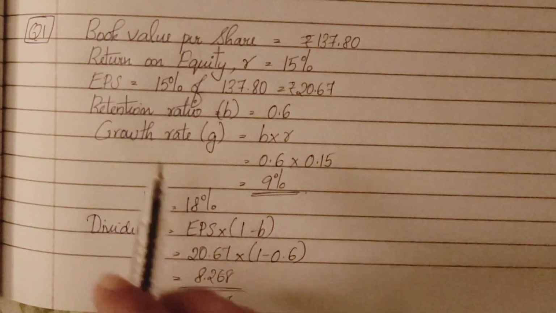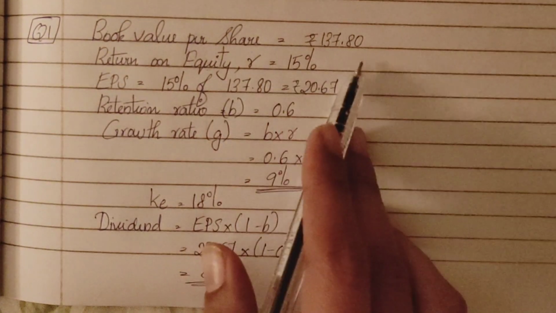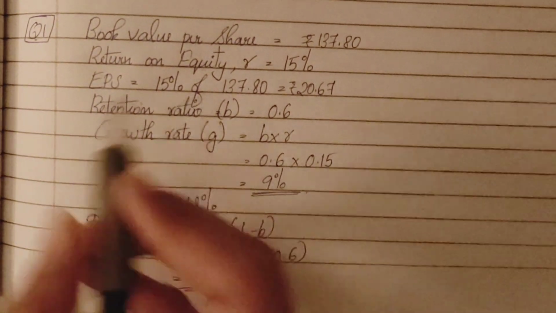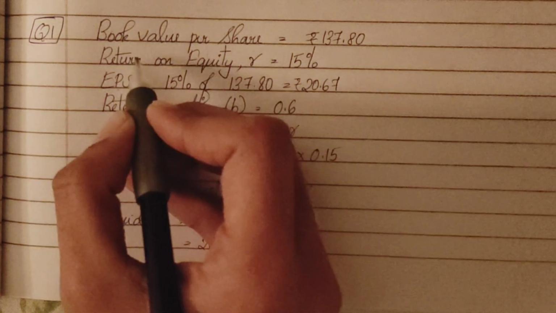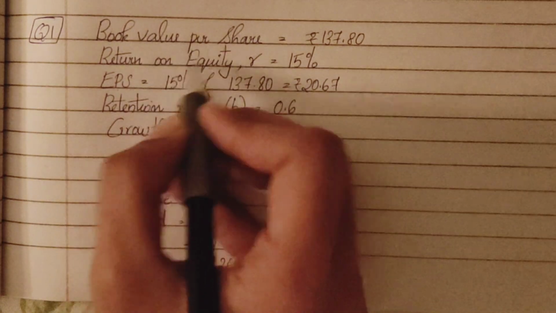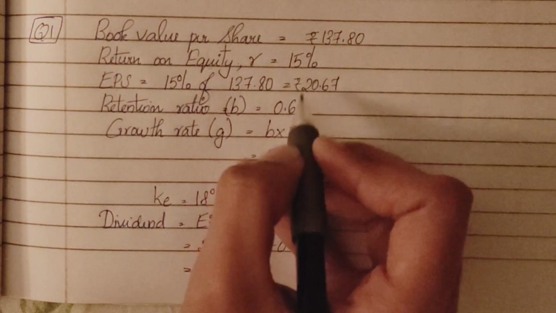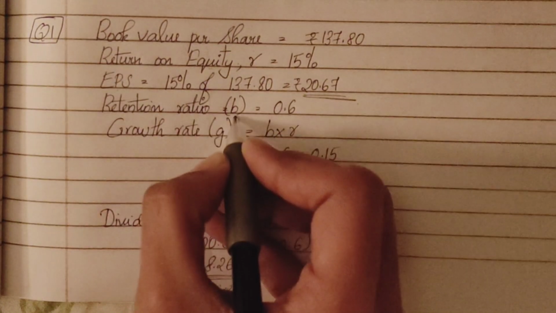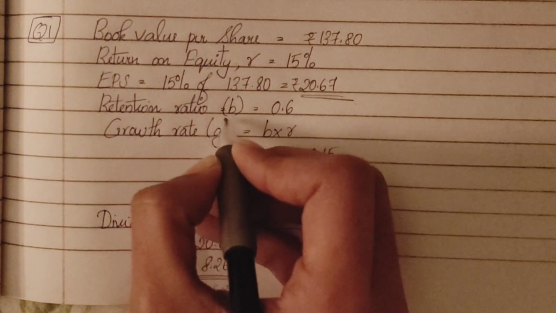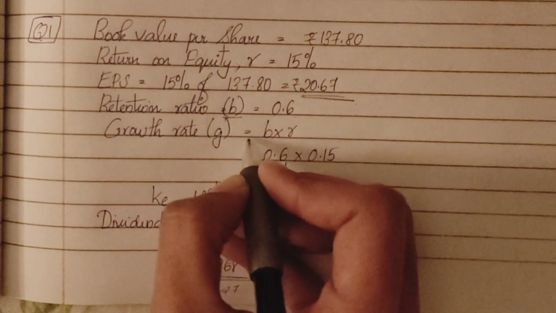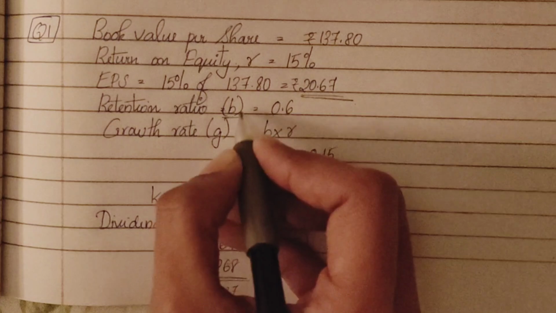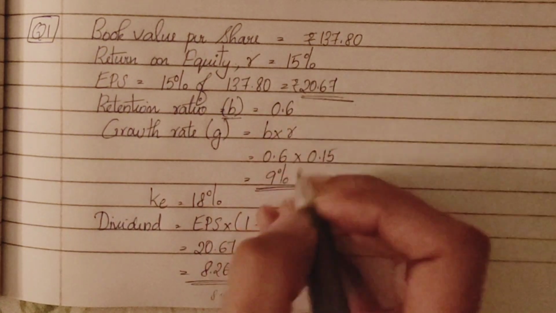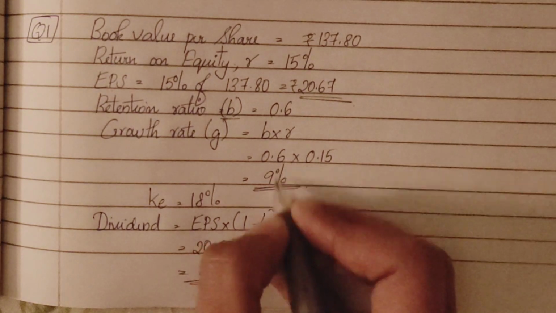Okay, so let us write the given details. Book value per share is 137.8, then return on equity R is 15%. Earning per share, EPS, is book value per share into return on equity, 137.8 into 15%, which is 20.67. That is the EPS. Then the retention ratio is given as 60%. The retention ratio is B. Then growth rate G is equal to B into R, retention ratio into return on equity, 0.6 into 0.15, 0.09, which is 9%.